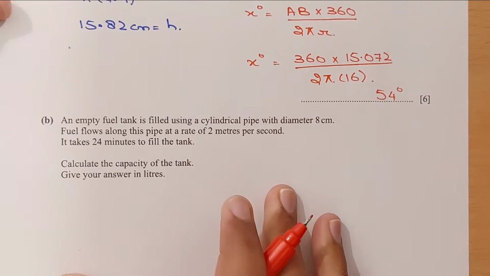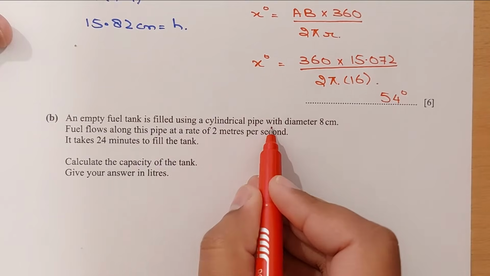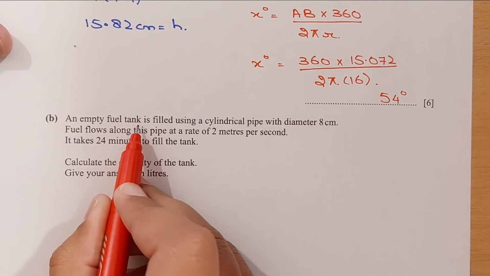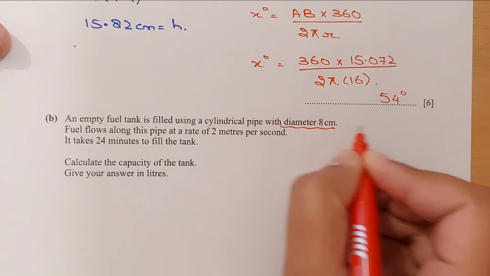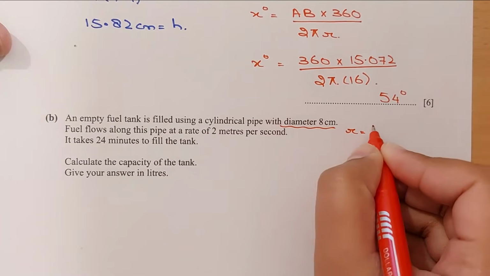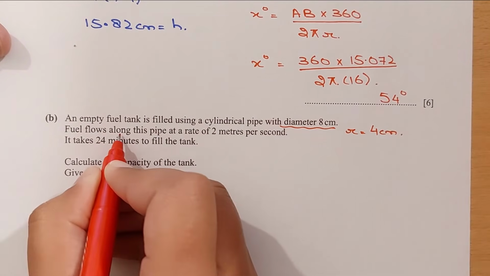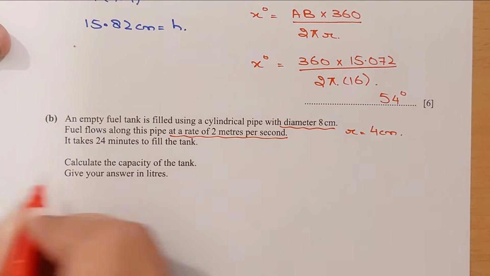Right. Now for part B, an empty fuel tank is filled using a cylindrical pipe with the diameter 8 centimeter. Okay, so we have a fuel tank that is going to fill with a cylindrical pipe, and the diameter of that pipe is 8 centimeter, and the radius of the pipe is 4 centimeter. Fuel flows along the pipe at the rate of 2 meter per second. So this is the rate of flow.